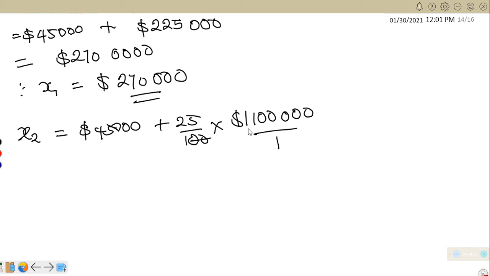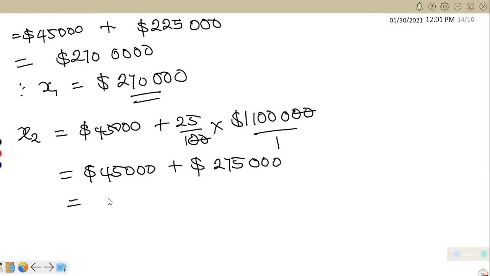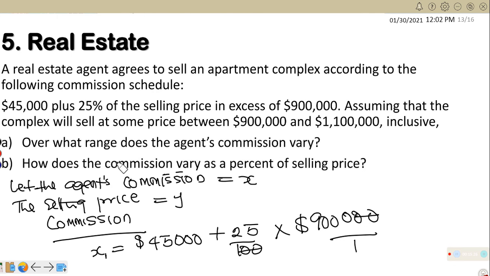$100 over 1, and if 20 cancels 20 here and we multiply those out, we have 45,000 plus what we have there is 275,000. And that will give us, guys, $320,000. So that is X2, the second commission.